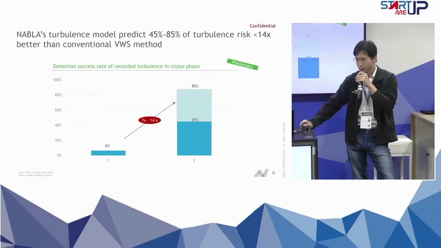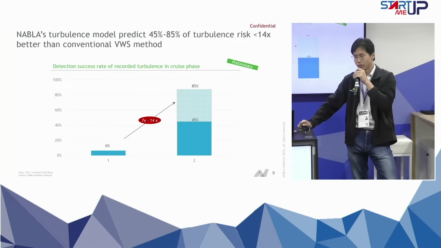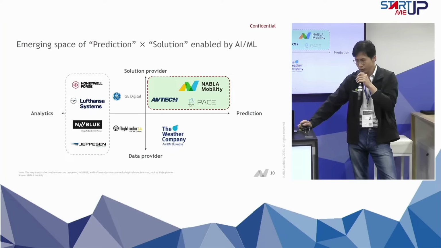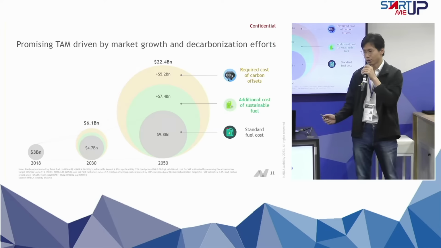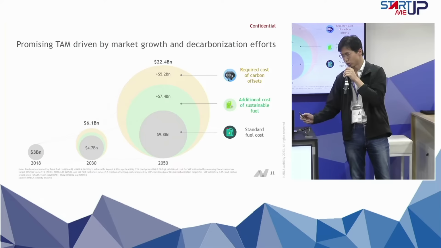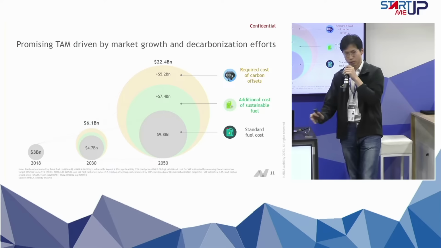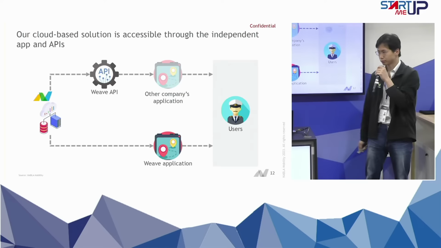This is the accuracy of our turbulence model. We achieved 14 times better results compared to the current vertical wind shear model. This kind of prediction and solution market is quite young, and the market is expected to grow hugely. By 2030, it is expected to reach 6.1 billion globally.